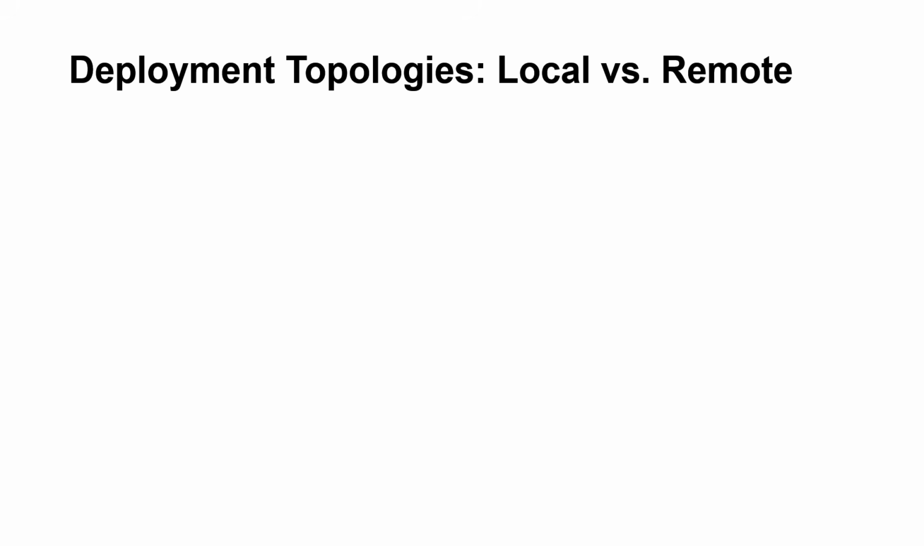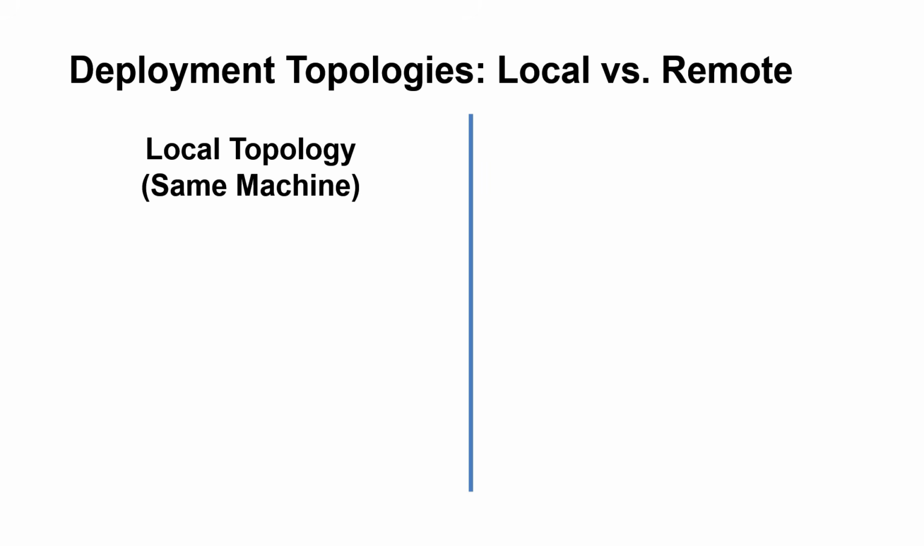We call these the deployment topologies, which is just a fancy way of saying where is the server actually living and how do we talk to it. We generally have two main choices, the local and the remote. So let's break them down like we are choosing between a direct landline and a long distance cell phone call. The first one is the local topology, which is the same machine.